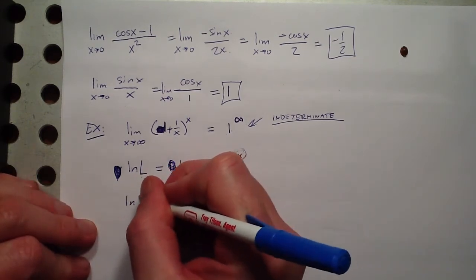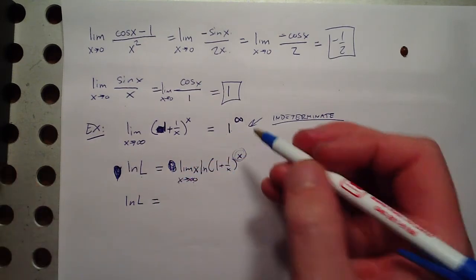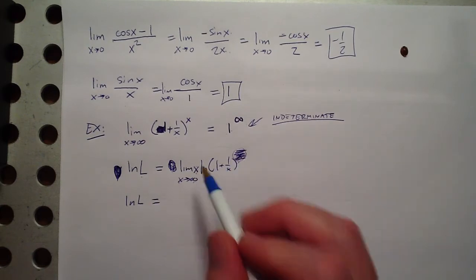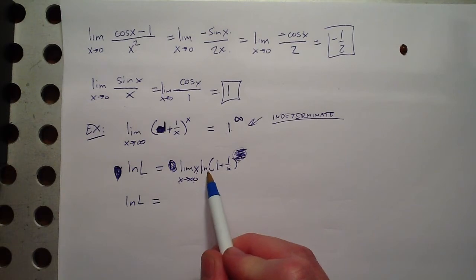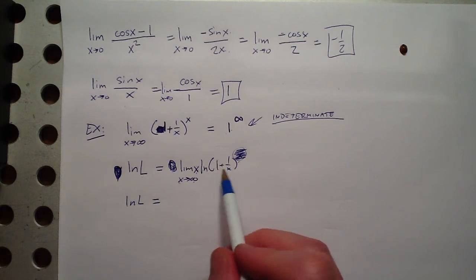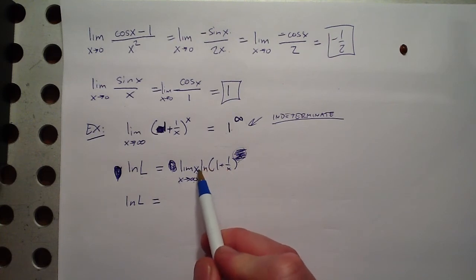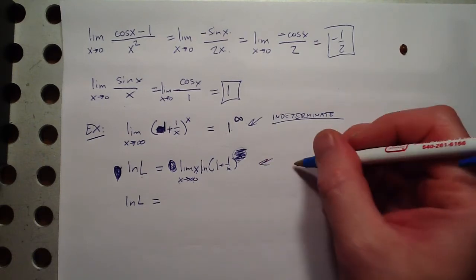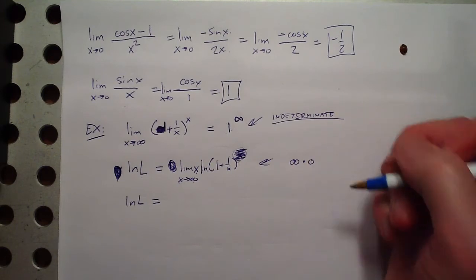Well, let's see, natural log of L, our limit, is equal to... Now what have we done here? We've taken the exponent and we got it to go out to the front. So now we have infinity times the natural log of 1 plus 1 over infinity. Remember, this is going to 1, right? Natural log of 1 is 0. So I've turned this into infinity times 0. Okay? Now it's an infinity times 0.